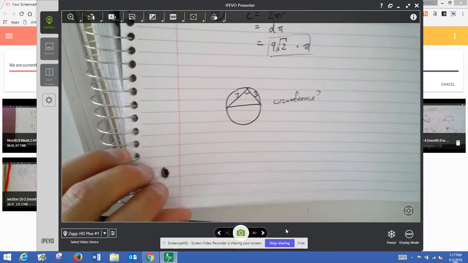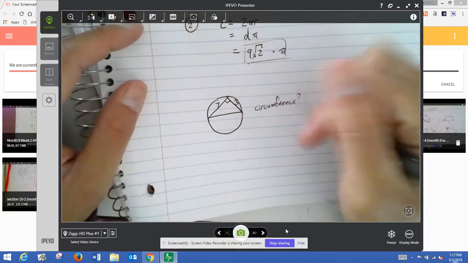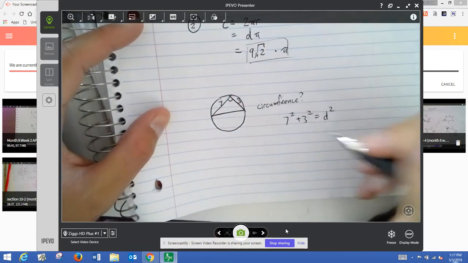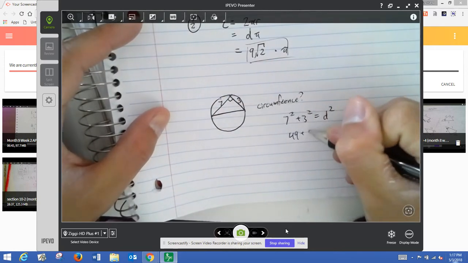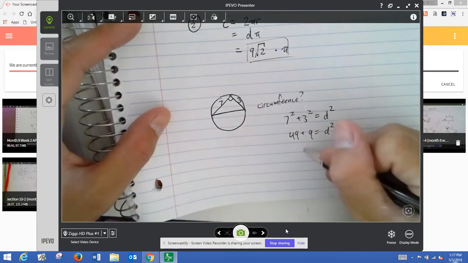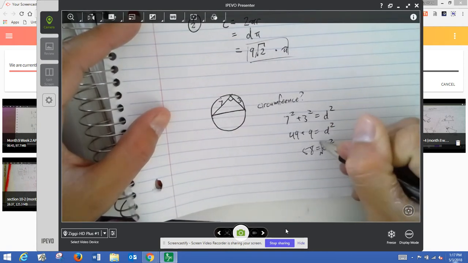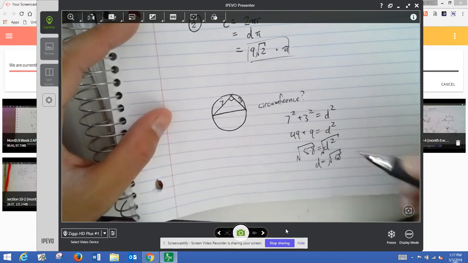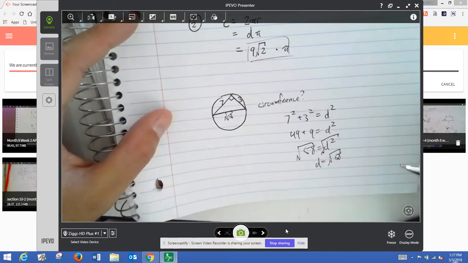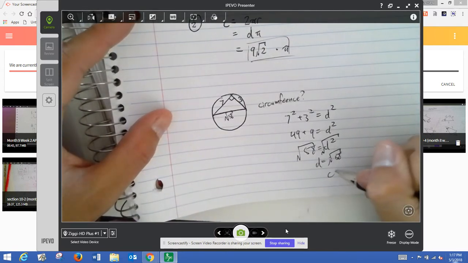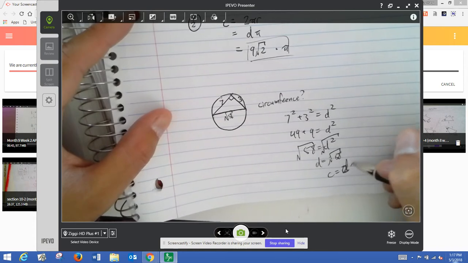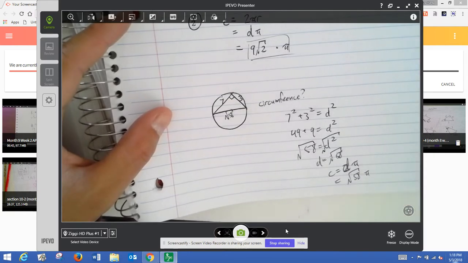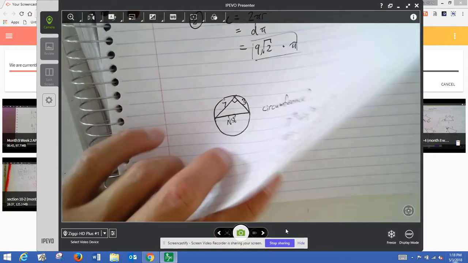So you guys found that 7 squared plus 3 squared is equal to the diameter squared. Then you did 49 plus 9 is equal to d squared. Then you got 58 is equal to d squared. You square root both sides, so you found that the diameter is square root of 58. Then you took the circumference, which is d times pi. You should have gone square root of 58 times pi. You don't have to write that, but just for people taking notes after.